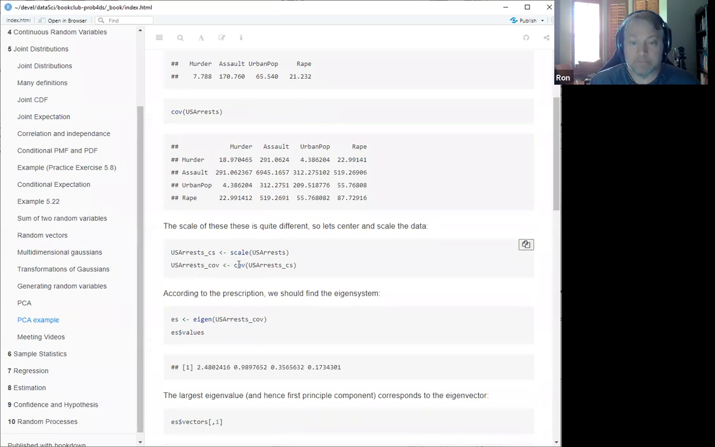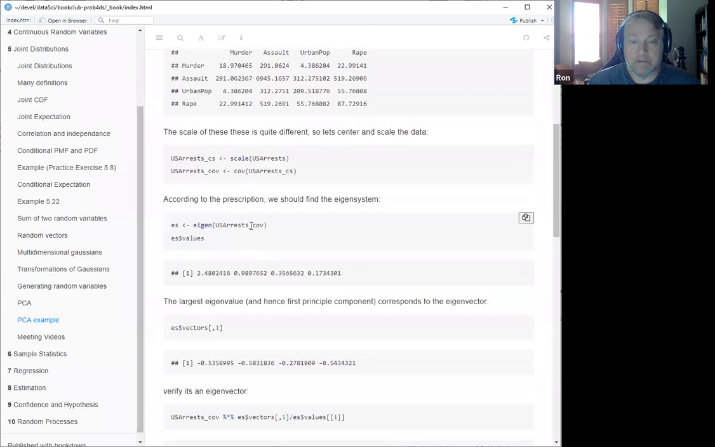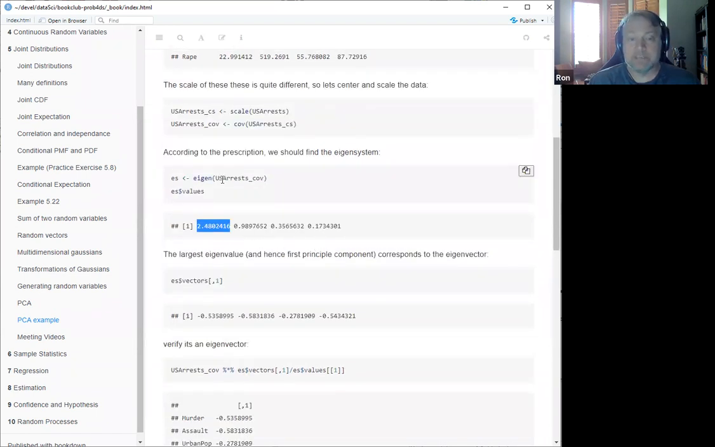Then I calculate the covariance matrix for the scaled case, which I didn't print out, but it's obviously going to be smaller. Then I take that covariance matrix and find the eigensystem. Here are the eigenvalues. The first component should be the eigenvector corresponding to the largest eigenvalue. The function eigen in R is nice because it returns things in the most useful way: the values in descending order, and the eigenvectors are all orthonormal, if they can be. So the largest eigenvalue corresponds to this eigenvector right here.